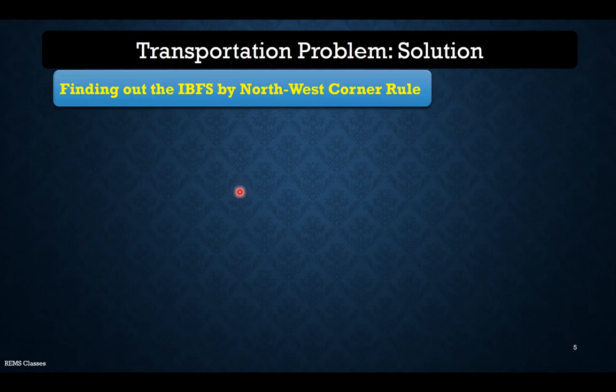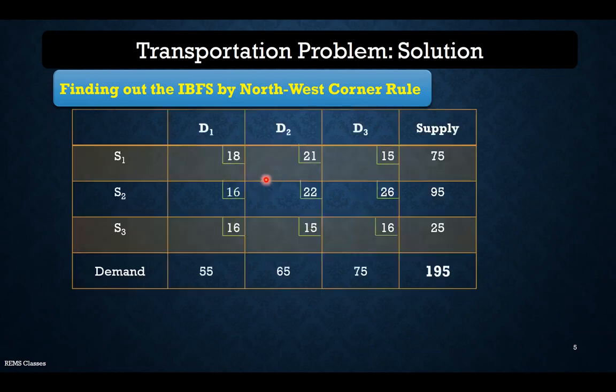So for finding the initial basic feasible solution, we will make use of the northwest corner rule. This is the given problem we have, and we'll solve it by making use of the northwest corner rule. In the northwest corner rule, we can plot the northwest corner this way.